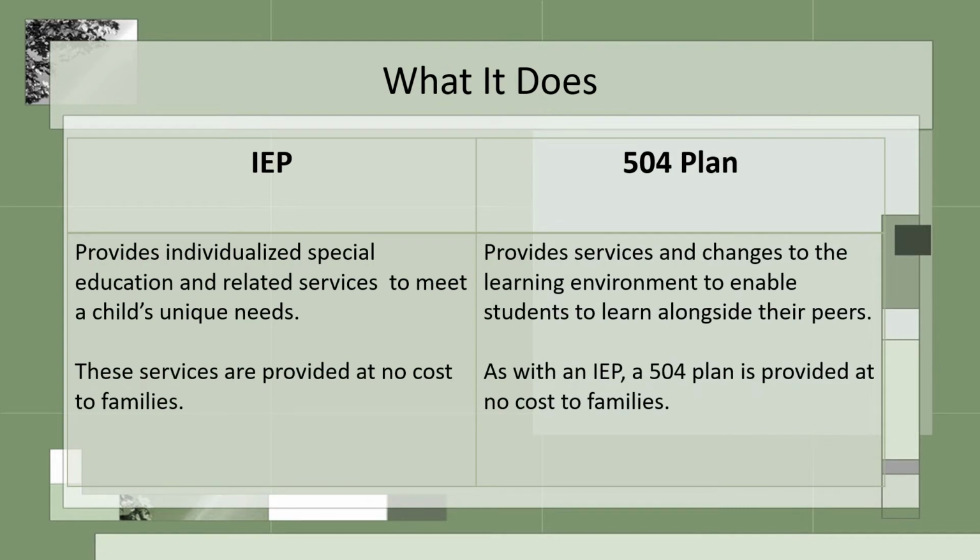What does an IEP do? An IEP provides individualized special education and related services to meet a child's unique needs. These services are provided at no cost to the families. A 504 plan provides services and changes to the learning environment to enable students to learn alongside their peers. As with an IEP, a 504 plan is provided at no cost to the families.